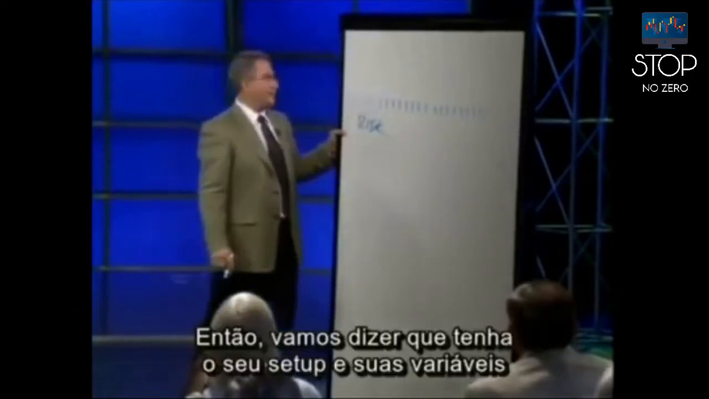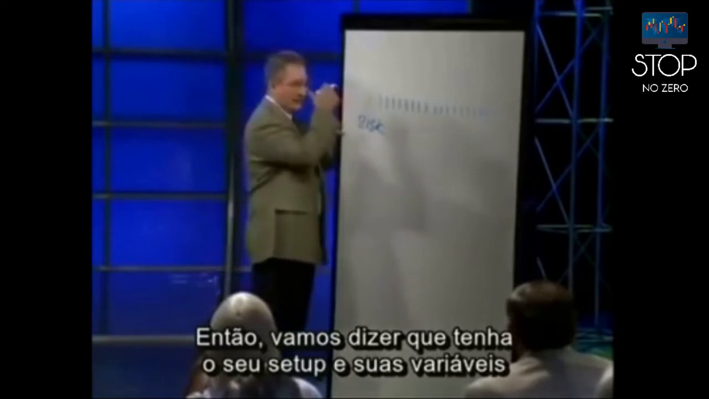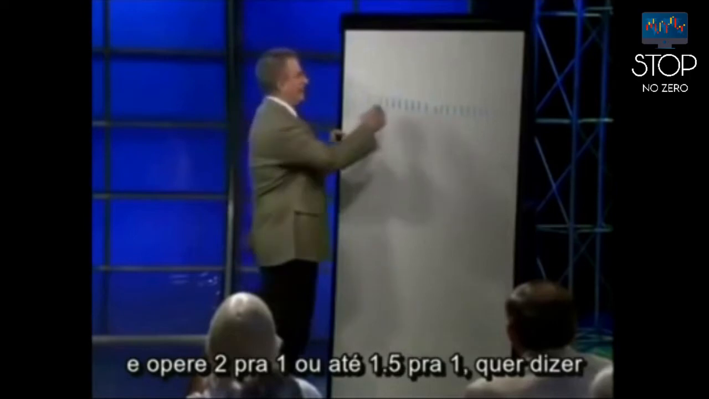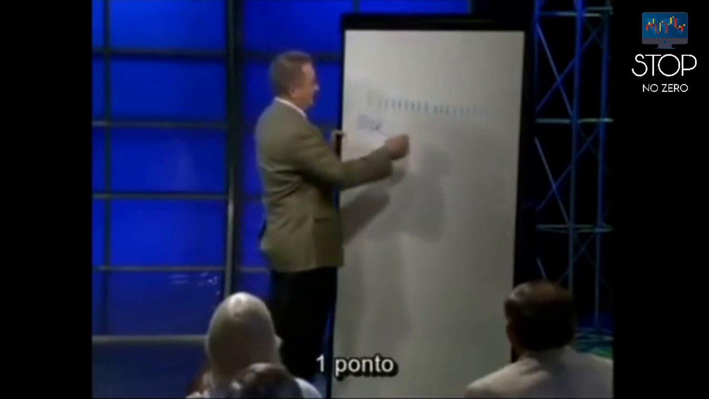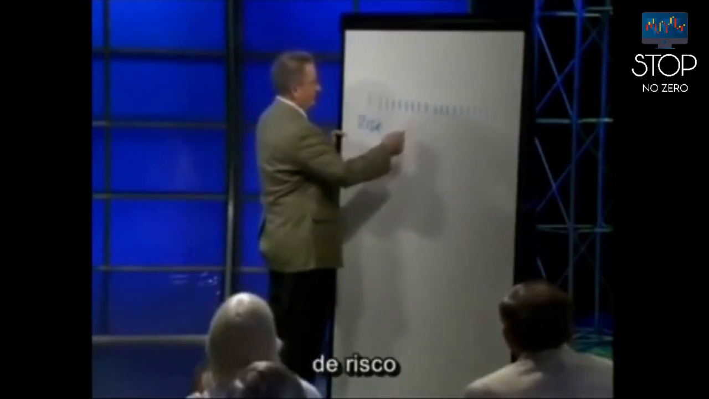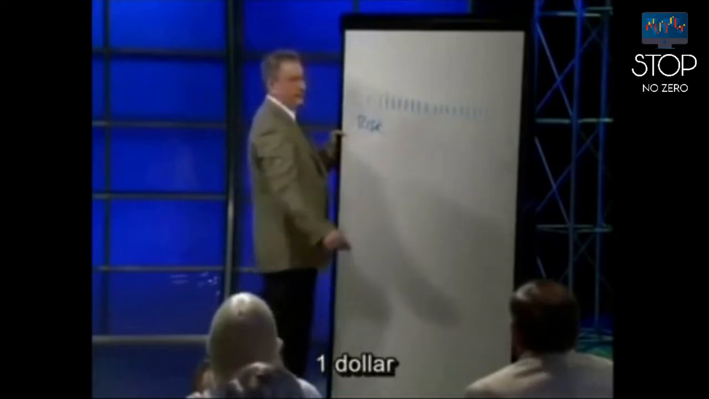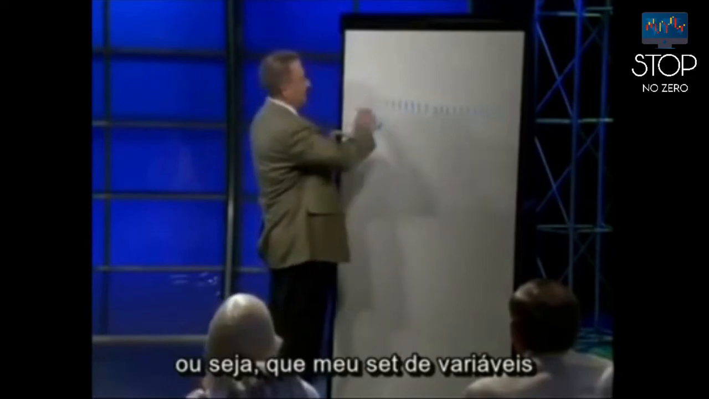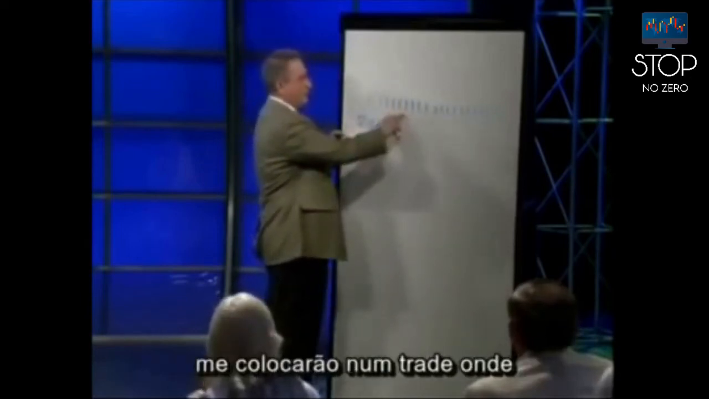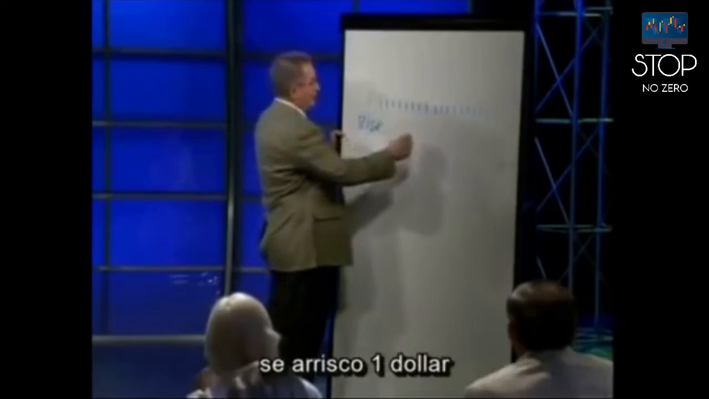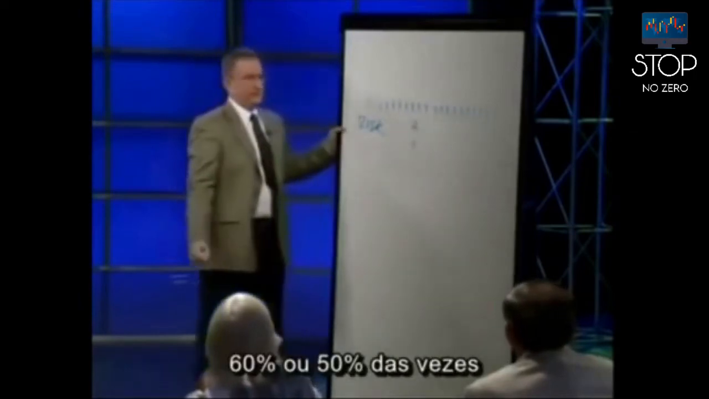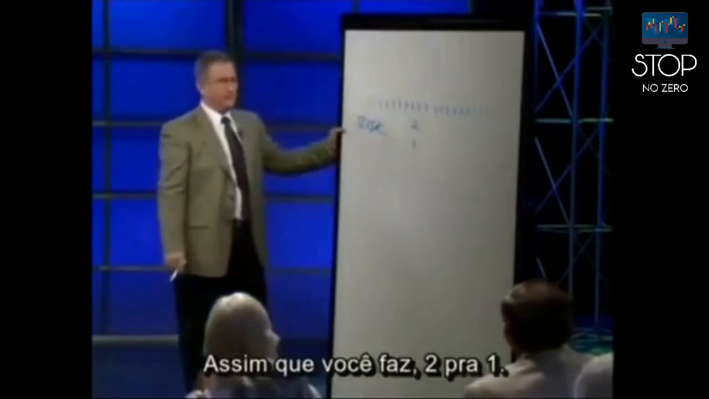So if you can get a set of variables, let's say even 2 to 1 or even 1.5 to 1, meaning that if I have to risk 1 point of something, even if it's, let's say in stocks, if I have to risk $1, my particular set of entry variables will get me into a trade where if I risk $1, I'll get $2 60% of the time or 50% of the time. Then that's what you do. You do 2 to 1.